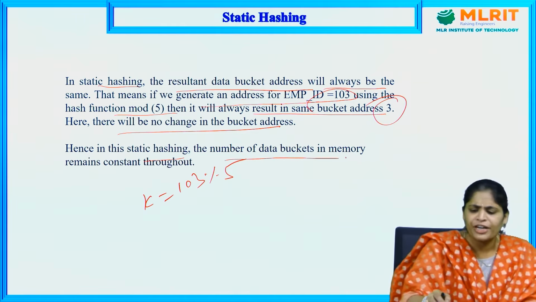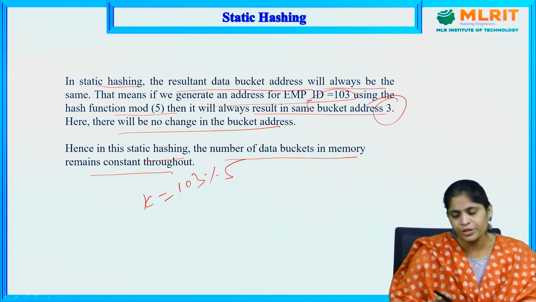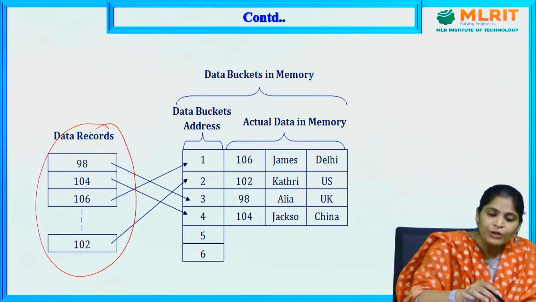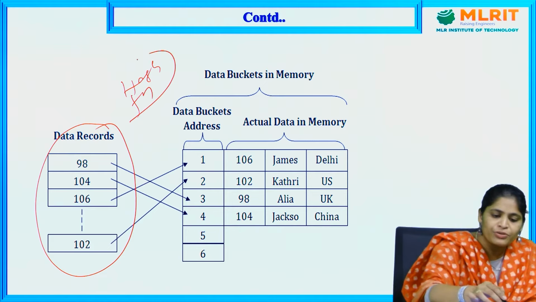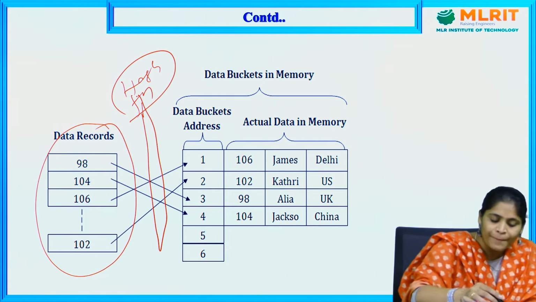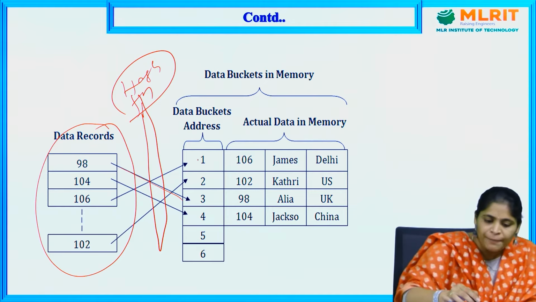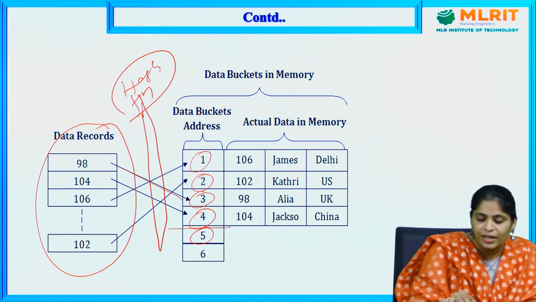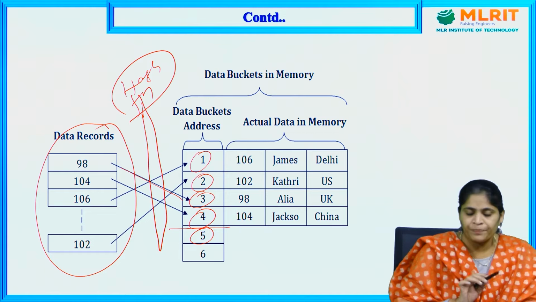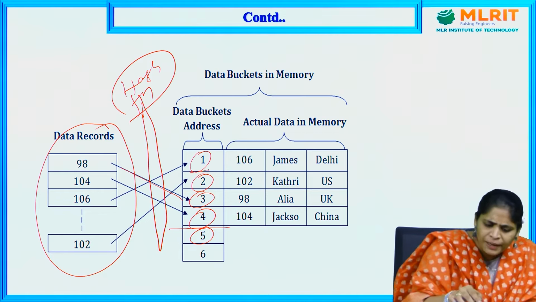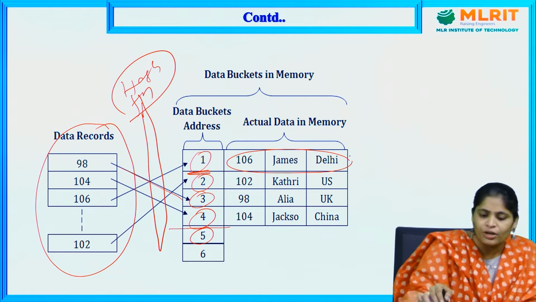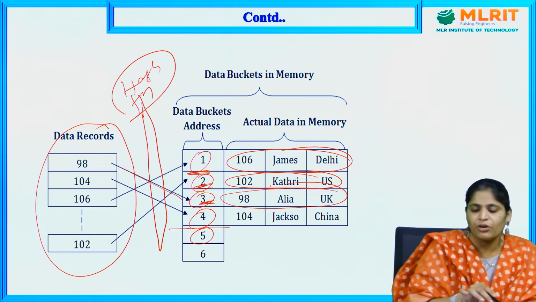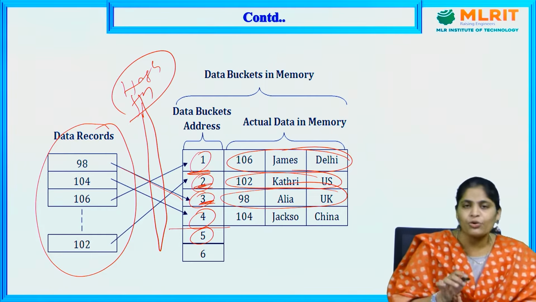The number of data buckets in the memory remains constant throughout. So these are the data records, and by using the hash function in between, these records will be kept in particular address locations. These are the address locations which have been generated by using the hash function. At this particular address location, I keep this record, at this location this record, and at this location this record. In this way, we store the records.